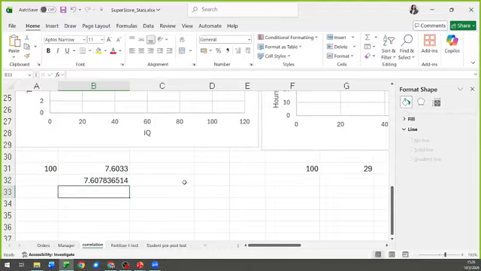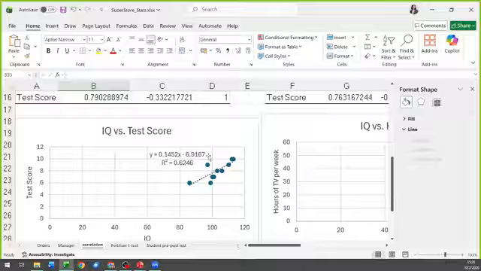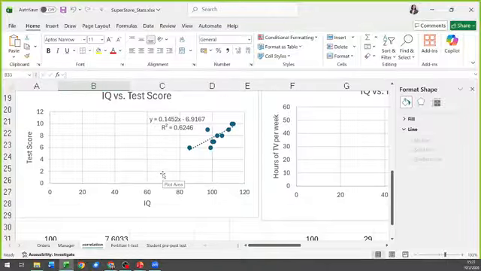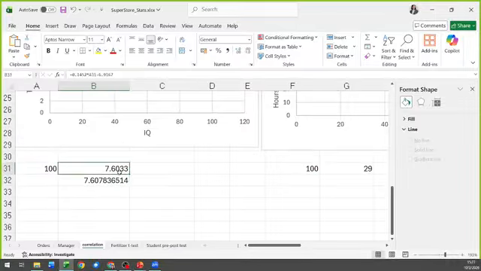So in this case, yes, 7.60, almost the same, right? 6033 and 6078. Why the difference? A little bit different, because this equation from the trend line has already been rounded, right? Actually it's 0.1452 something, and that something is not reflected here, so the rounding is what makes it different over here.